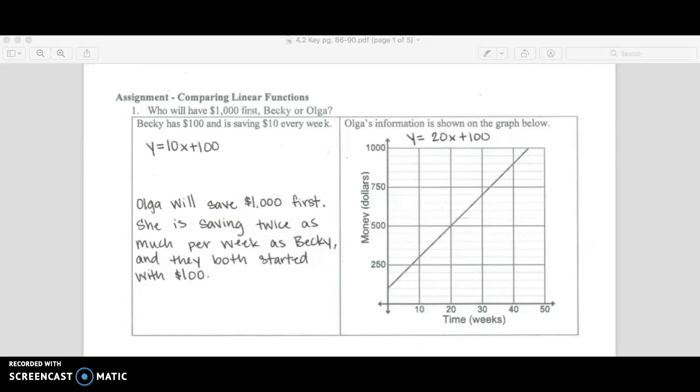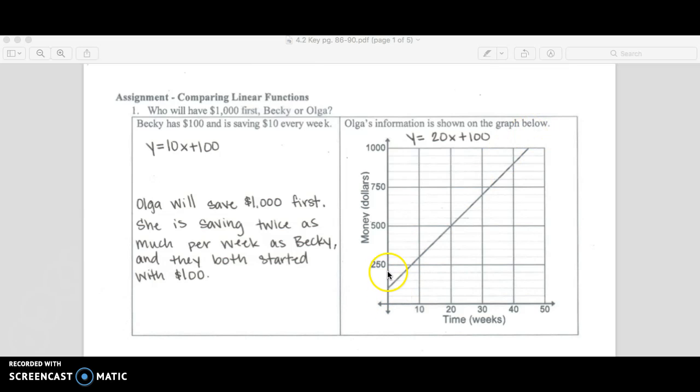This is the assignment for chapter 4.2, page 86 to 90. We're again talking about comparing linear functions. So here's number one. Who will have $1,000 first, Becky or Olga? Becky has $100 and is saving $10 every week. Olga's information is shown on the graph below.